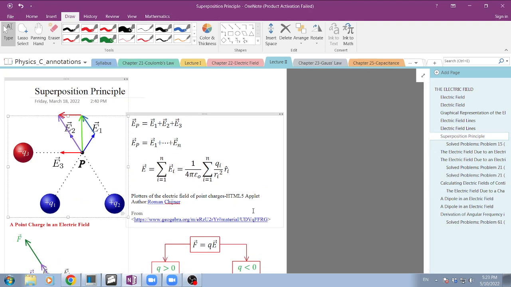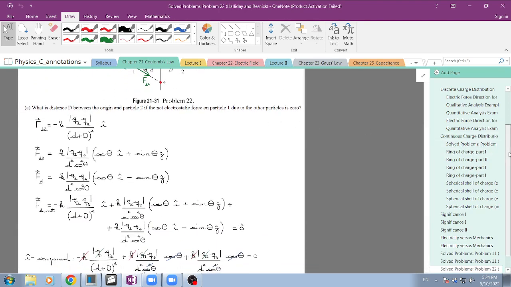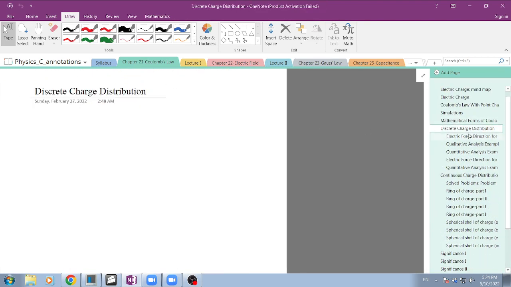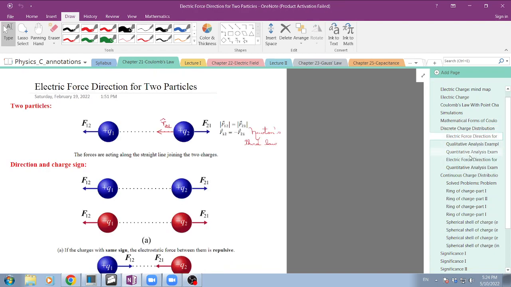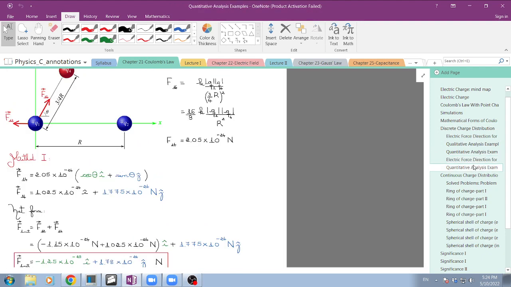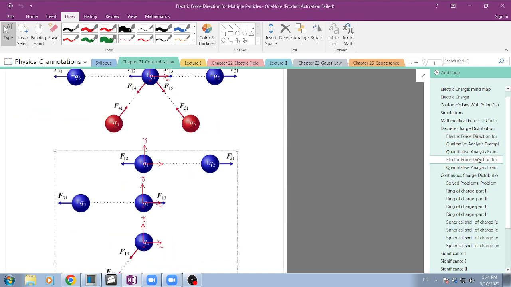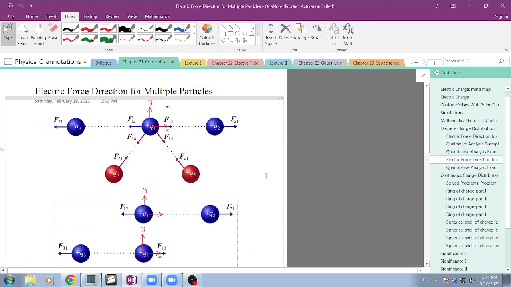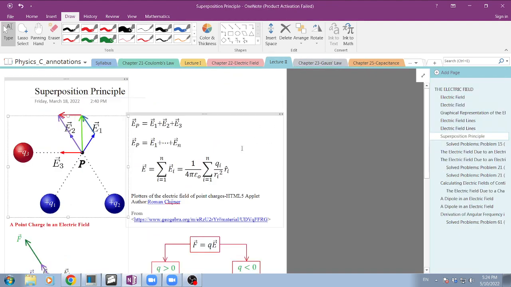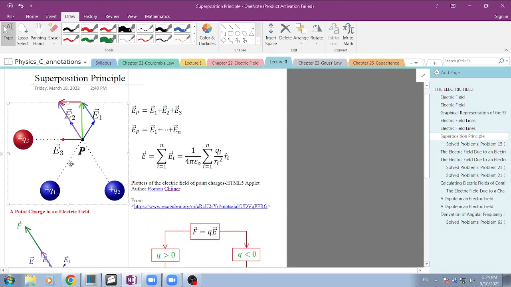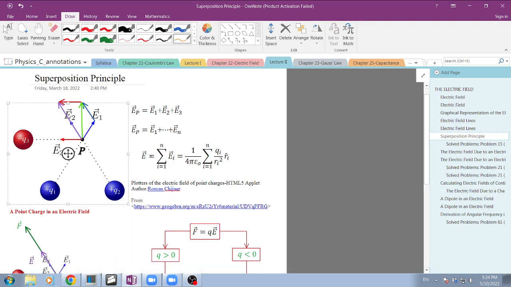Okay, let's move on to the next part of this lecture, guys, which is about the superposition principle. Again, following what we observed in Coulomb's law. If you have more than one charged particle, all you have to do, my friends, is apply the principle of superposition.